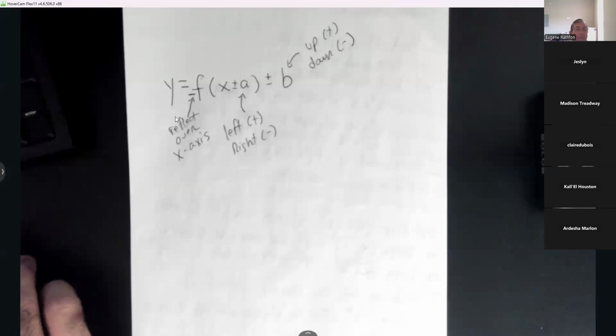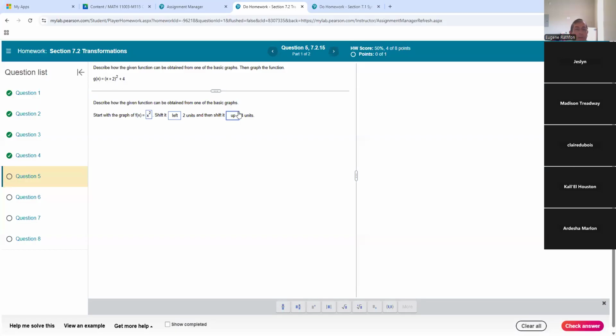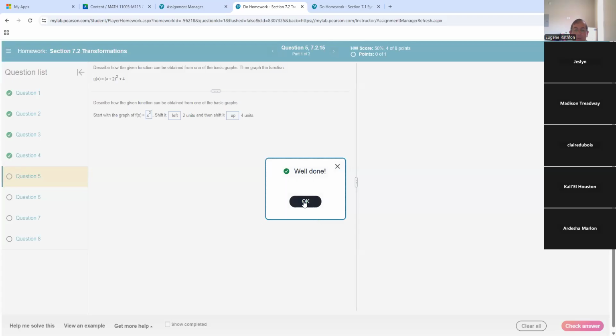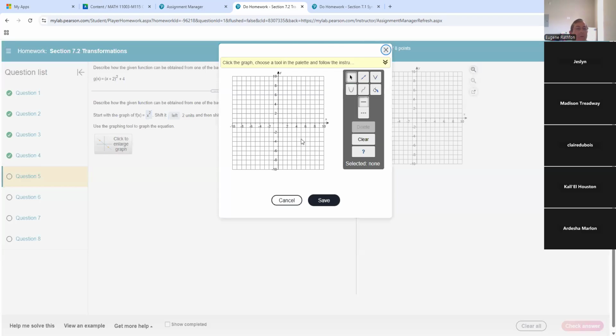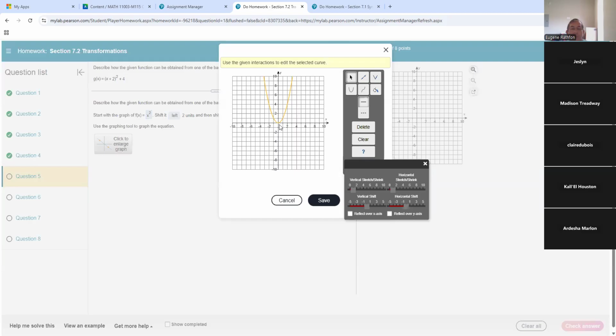All right, y'all, so that and left with the 2 being positive, up 4. So you're going to check that, and then they're going to make us graph it real quick. So I see the exponent of 2, so that's the x squared graph, which is the parabola, the U-shaped parabola. So click that anywhere on your graph. I'm going to start it in the middle.